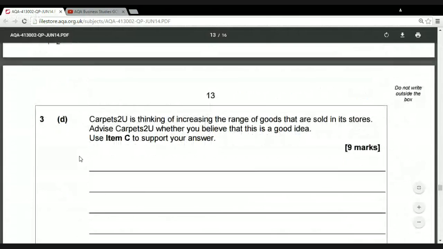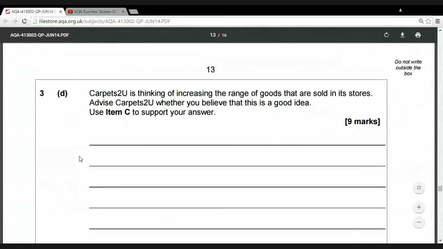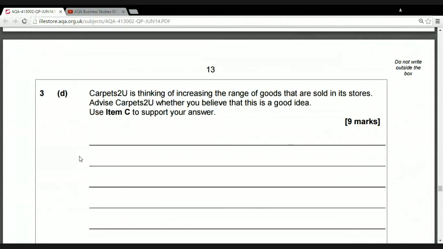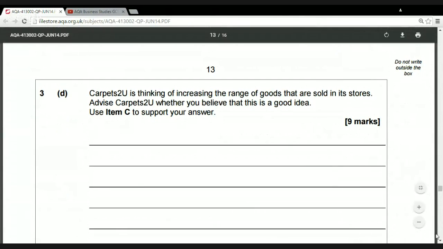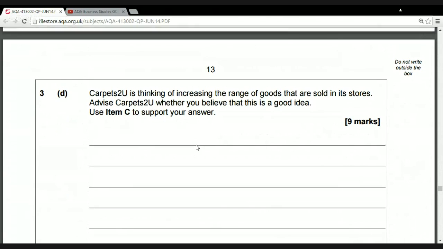So that's pretty straightforward. We're on to the last 9 mark question. As you can see, we've got a good amount of time to go through it, so we'll try and get through this quickly. It says Carpets2U is thinking of increasing the range of goods that are sold in its stores. Advise Carpets2U whether you believe that is a good idea. So they're thinking about the amount of items they're selling in their stores. Should they increase it or not?